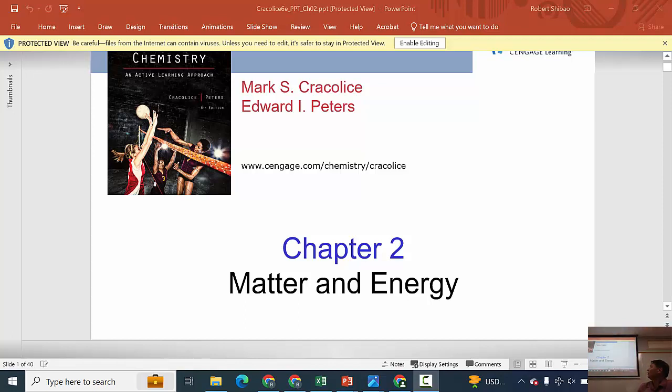All right, so chapter 2 deals with matter and energy. That's what constitutes the universe, right? Matter, which is the physical material of the universe, and energy.